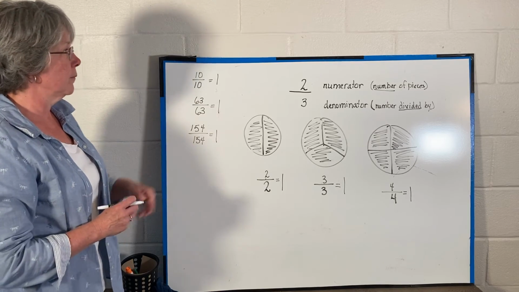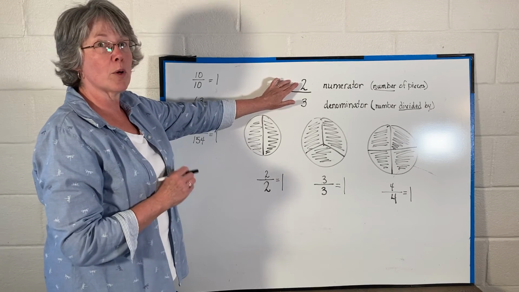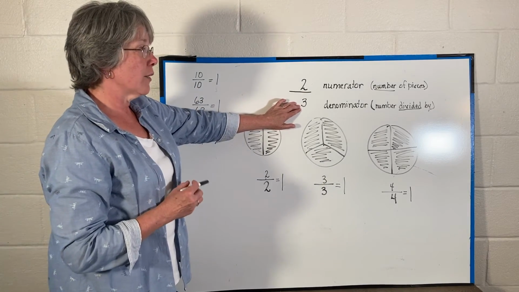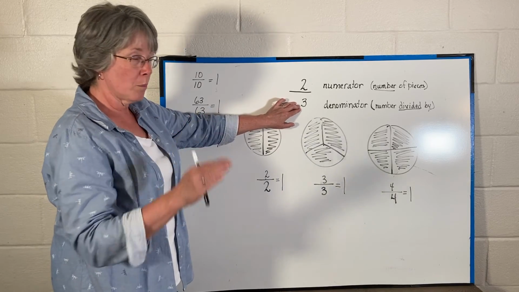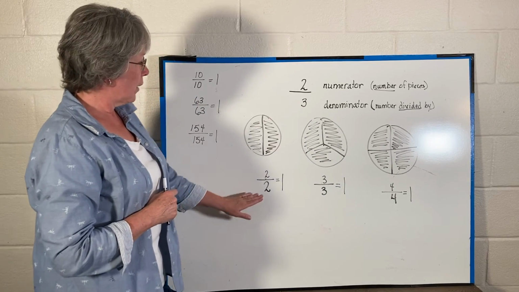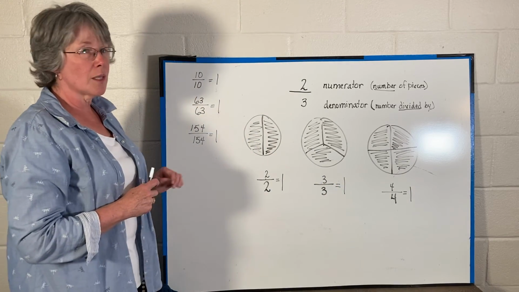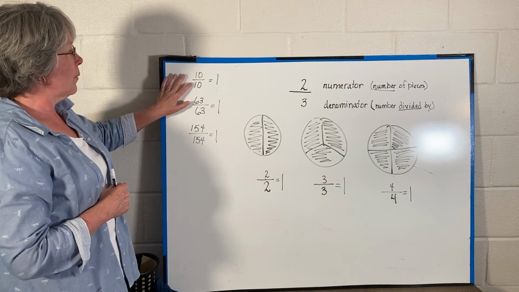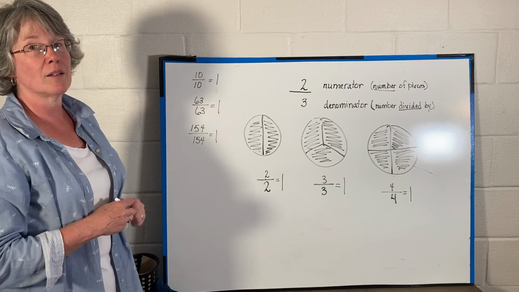They equal 1. So to review, the number on top is the numerator, the number of pieces we take. The bottom number is the denominator. That's the number we have divided the whole by. The whole thing is divided by this many. And we have an example down here. And the other thing that I would like you to remember is that a number that's the same on the top and the bottom of a fraction will equal 1, no matter what that number is.